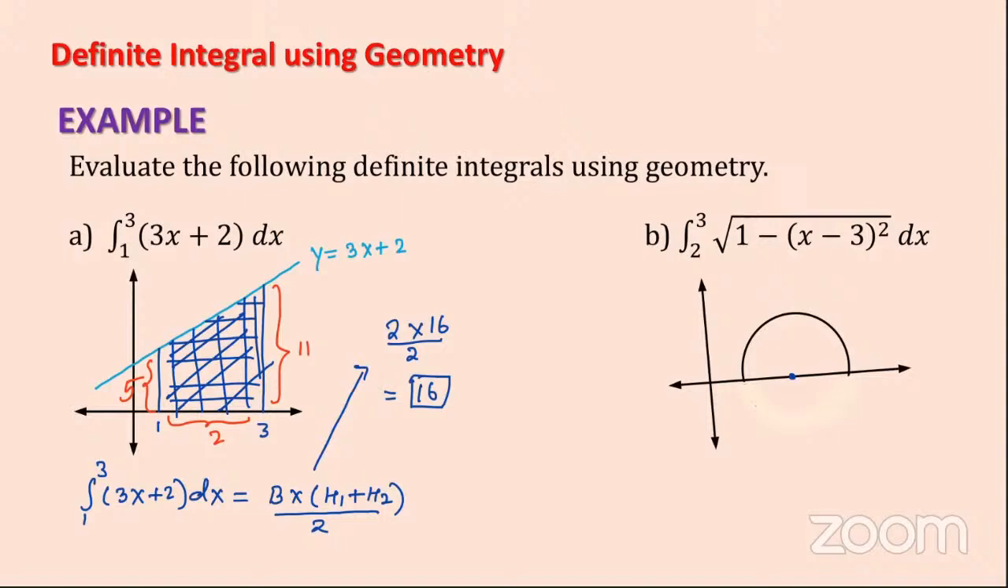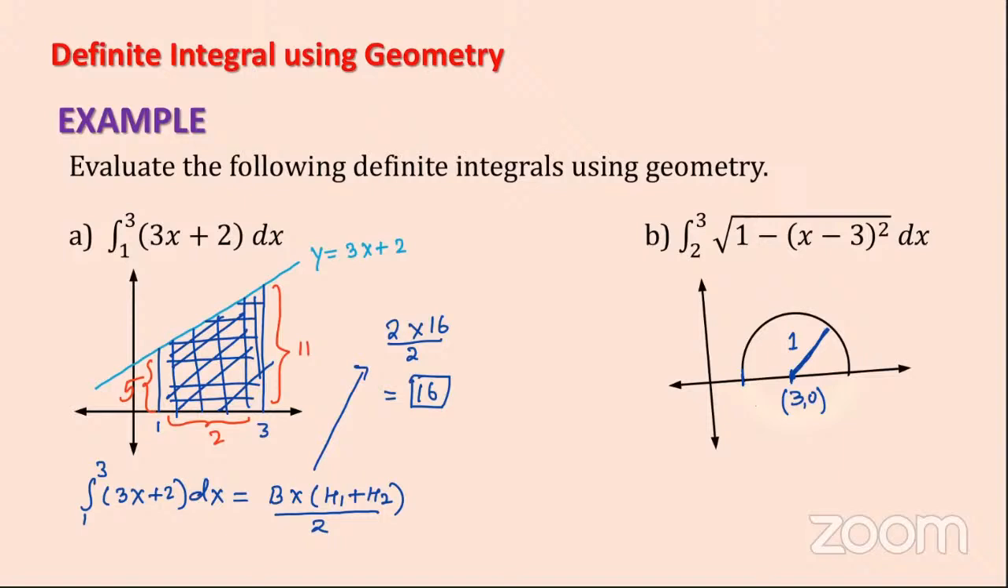So this is 3. Let me label like this. It's okay. Let me label like this. 3, 0. Let me just label like that. 3, 0. And the radius is 1, right? Radius is 1 because here is 1. So radius must be 1. So if you look at that carefully, the radius is 1.